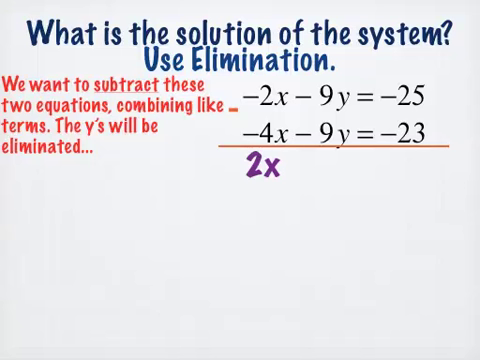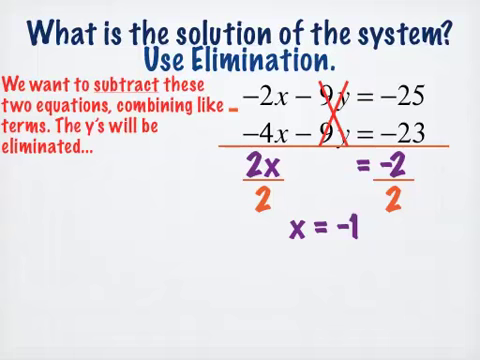Negative 9y minus negative 9y, again, subtracting a negative is the same thing as adding a positive, so we would have negative 9y plus 9y, which is 0. They cancel each other out. And then we have negative 25 minus negative 23, which is the same as negative 25 plus 23, which equals negative 2. I need to solve for x by dividing by 2 on both sides of the equation. When I do that, I get x equals negative 1.